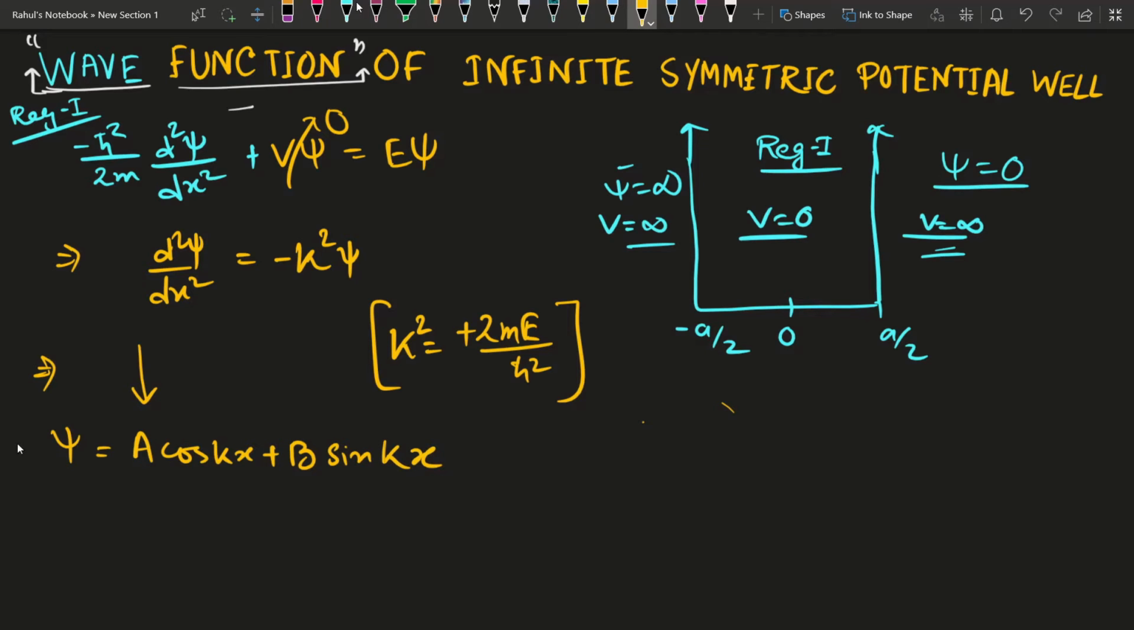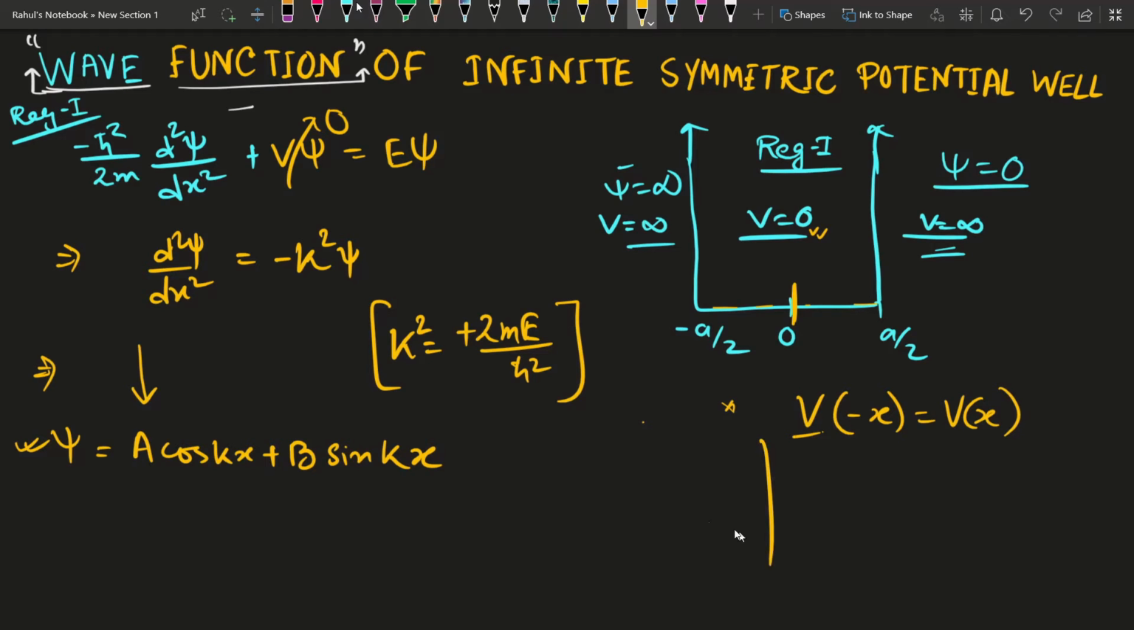Now from here it is very easy. We know that this symmetric potential well, this potential is an even potential. That means V of minus x equals V of x. You can easily understand that. Here you can see that this is symmetric, right? This is the origin, and the value of the potential is just symmetric. Here it is 0, so for that you can think how it is becoming even.